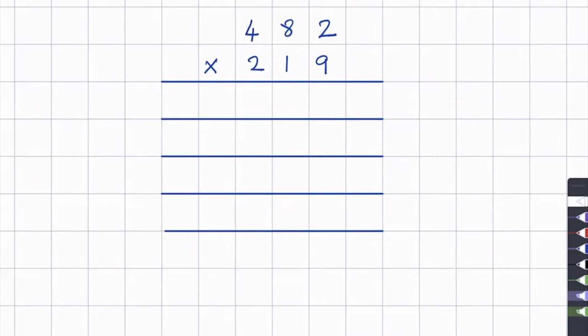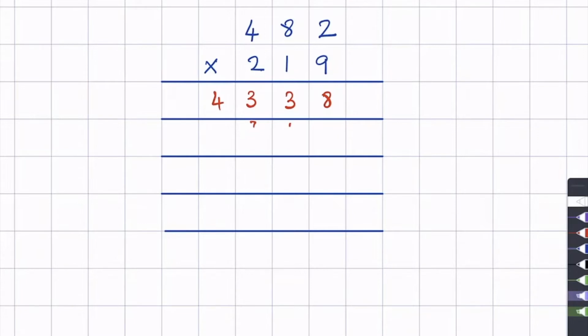So 9 times 2 is 18. Carry the 1. 9 times 8 is 72. Add the 1, which is 73. 9 times 4 is 36. Add the 7, which is 43. We write that there. We're now going to move to this one here.